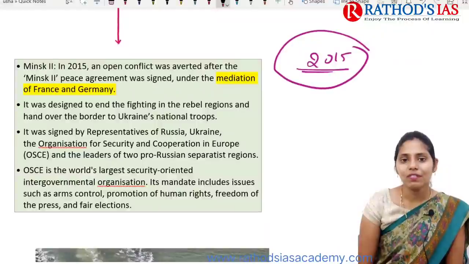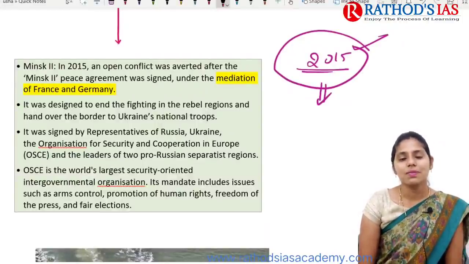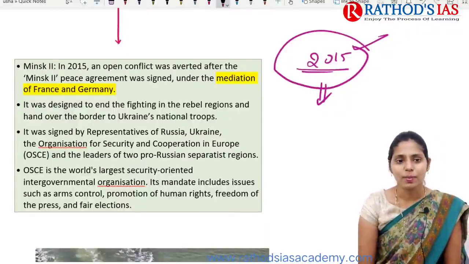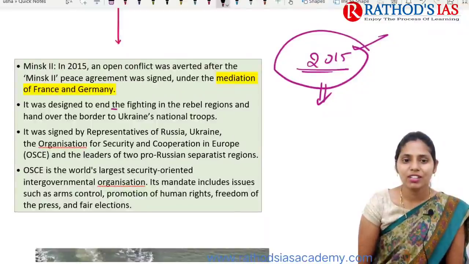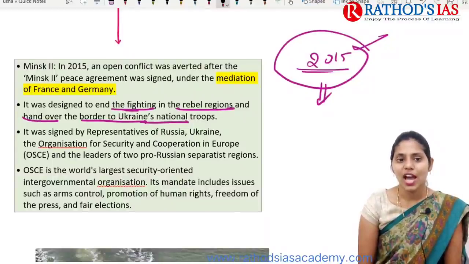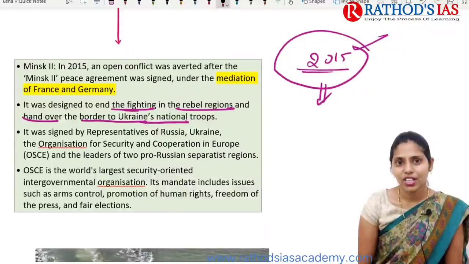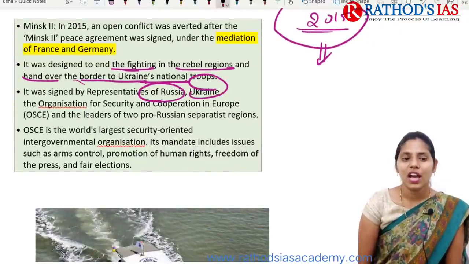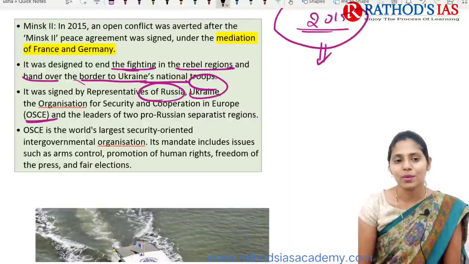So if we're talking about some facts regarding this Minsk II, in 2015, an open conflict led to this Minsk II agreement. It was a mediation mainly done by France and Germany, and it was designed to end the fighting in the rebel regions and to hand over the border to Ukraine's national troops. It was also signed by representatives of Russia, Ukraine, and OSCE. So this is a very, very important prelims fact.